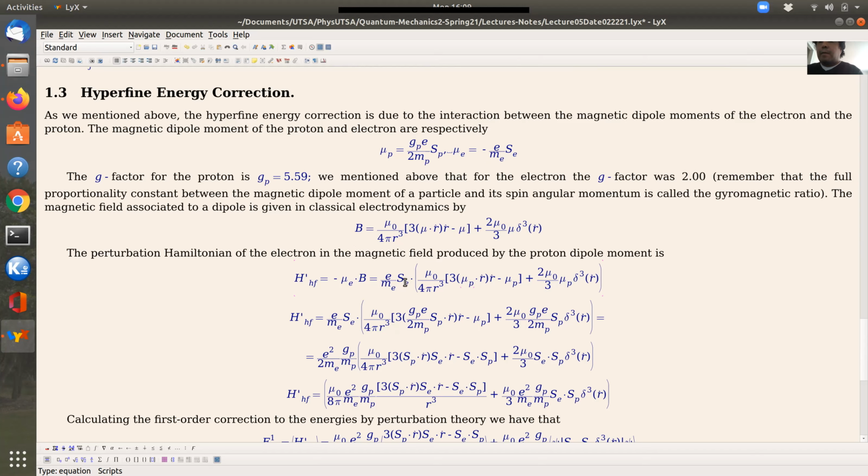So, well, the first part is, of course, plugging in the formulas. So you have mu e, proportional to the spin of the electron. This invokes the classical formula, where, of course, you're going to go from the classical term to the quantum operator. So it uses the magnetic dipole moment of the proton, substituting where needed. Then you use this proportionality relation for the magnetic field dipole.